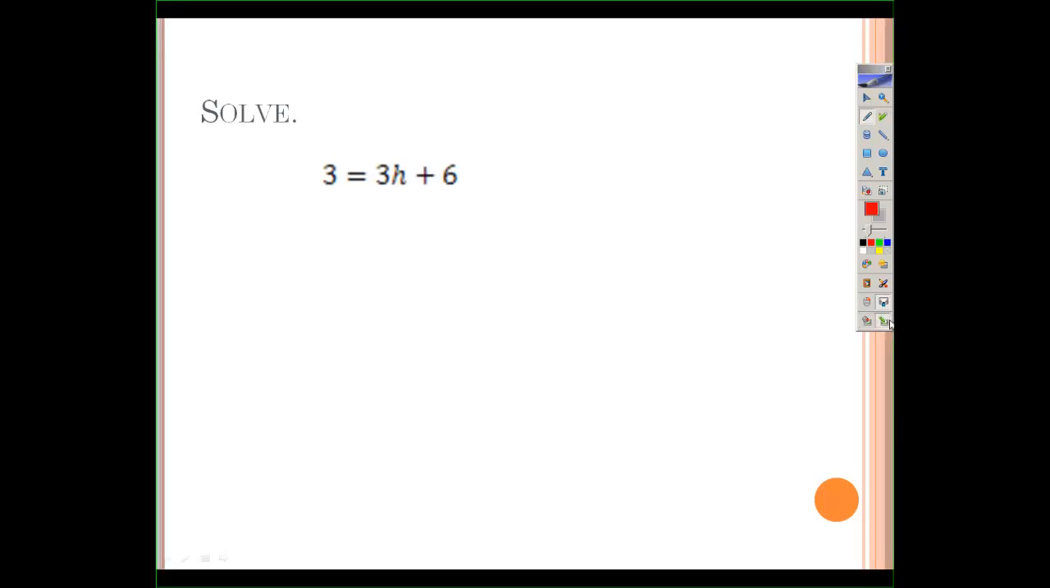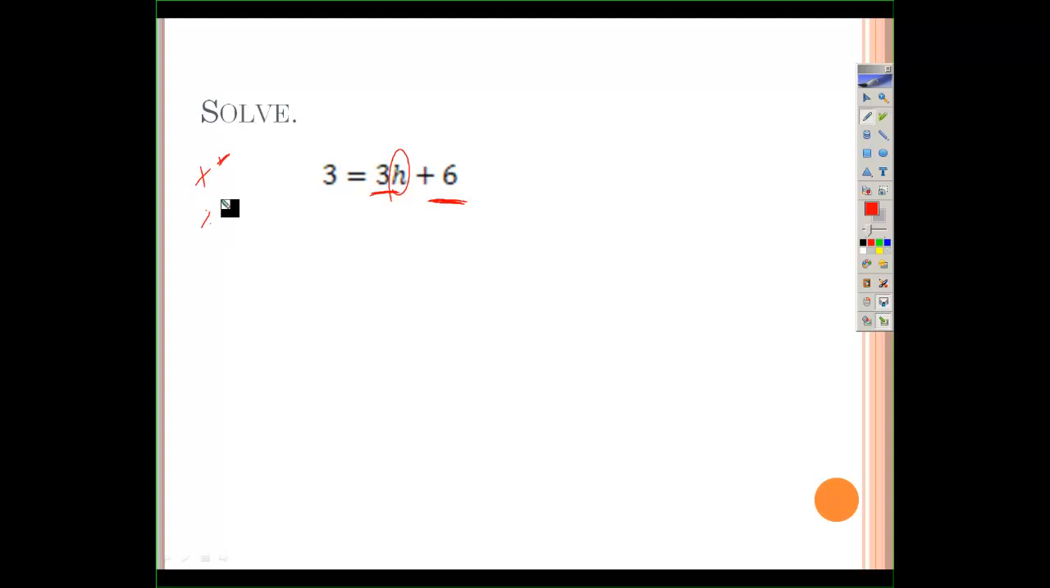All right, let's do one more here. Just to get the hang of it, this time our variable is on the right-hand side. It's a little different, but we're still solving for h, so nothing's going to change. I still need to get rid of this plus 6, and I still need to get rid of this times 3. Plus or minus comes first.